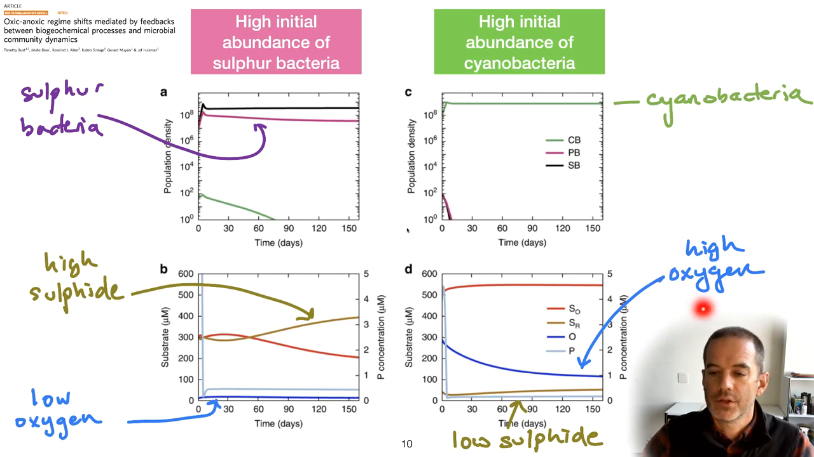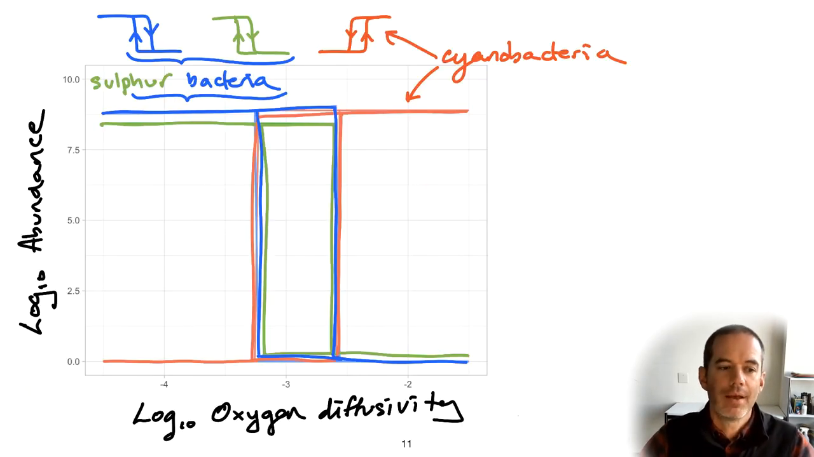We can see in this situation we have high oxygen maintained, low sulfide maintained, and here we have high sulfide maintained, low oxygen maintained. So the state of the ecosystem is determined by the initial conditions, and that's a characteristic feature of alternate stable states. We can look at this in another way. Like this one, this is a graph of an environmental variable, oxygen diffusivity, how quickly oxygen can flow into the system, and abundance on the y-axis.